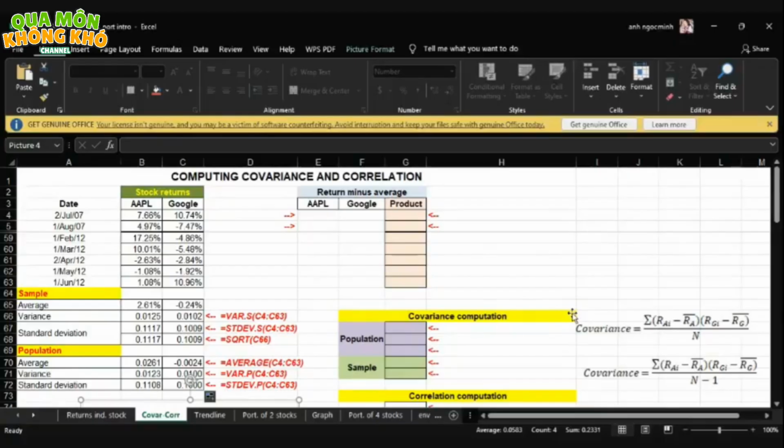we have here, and I would like to calculate the return of individual assets minus the average return first. Okay, I will fix this.